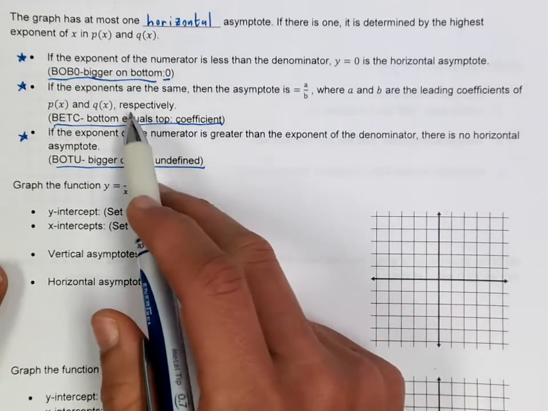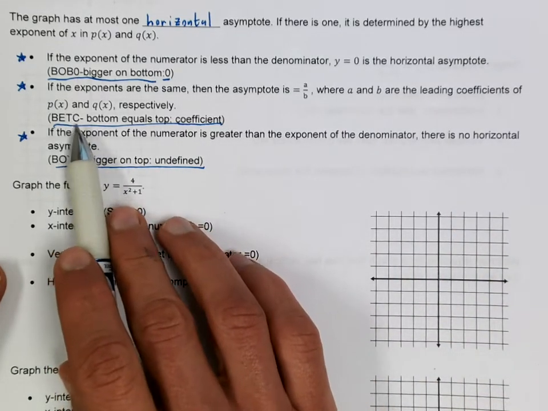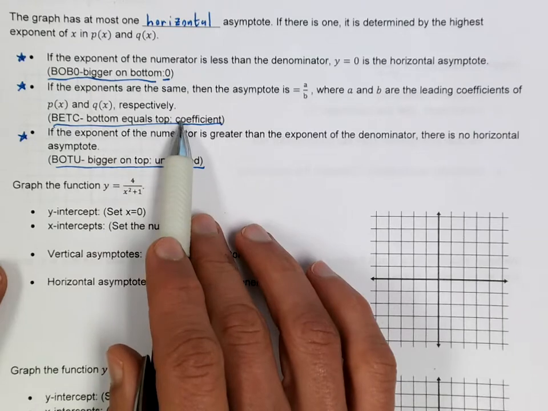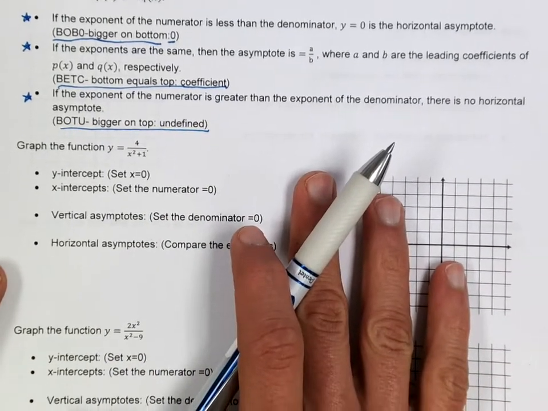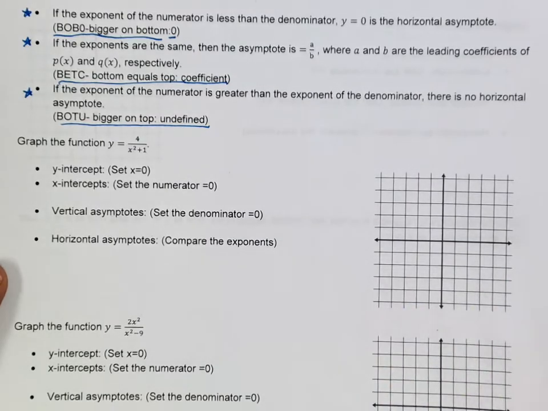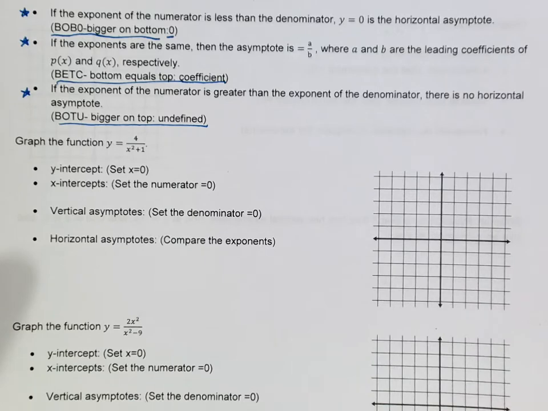On the second one, if the exponents are the same, then we're going to use the rule called BOTSY, where we say bottom equals top, and we go with the ratio of the coefficients. I'll show you what that means in just a second, or I'll give you an example, even if I don't have one on here. Finally, we have bigger on top: the horizontal asymptote is undefined.